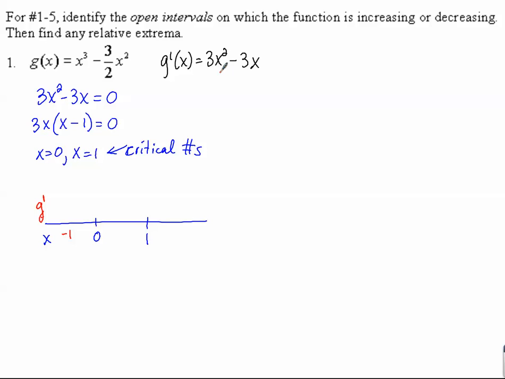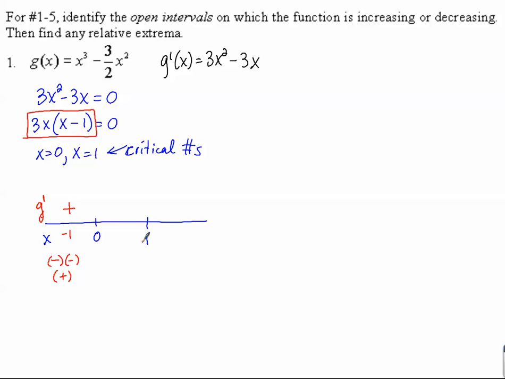I don't care what value it is, so the easiest place to plug it in is into the factored form. This is why. We're going to think to ourselves, 3 times -1. What kind of number is it? Not what number is it, what kind of number? It is a negative. -1 minus 1, what kind of number is it? It is a negative. And what is a negative times a negative? A positive. So g prime is positive on that interval.